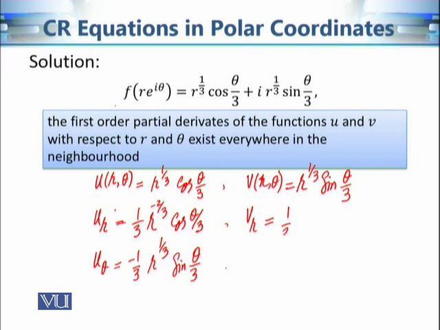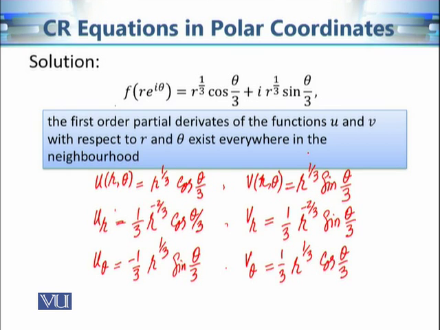So this is equal to 1 by 3 r raised to power minus 2 by 3, and there will be no change in sine theta by 3. And similarly we can calculate what is v theta. So this is basically equal to 1 by 3 r raised to power 1 by 3 cosine theta by 3. When we are calculating v theta, we are just taking the derivative of sine theta by 3. There is no change in r raised to power 1 by 3.